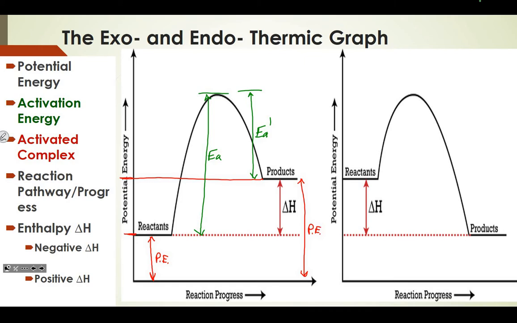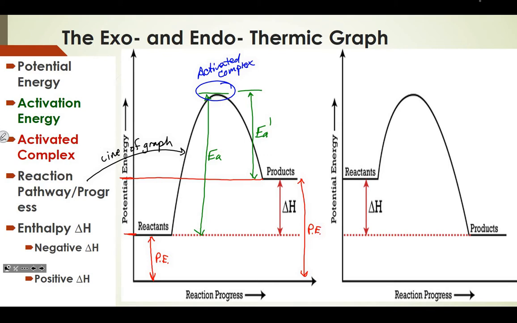The activated complex is this top of the curve. Okay, that's the activated complex, that top of the curve. That's like if I'm pushing a ball up the hill, and I get to the top of the hill before it goes down the other side, that's that point of turn, change. Okay, the reaction pathway is the line of the graph. So it's the way that we follow. So when we were doing our graphs of our own, it was following back and forth.